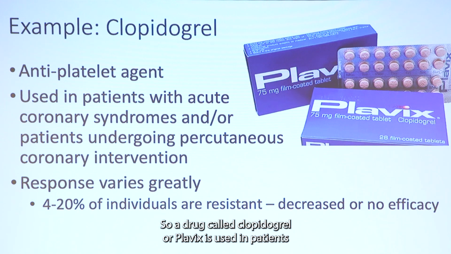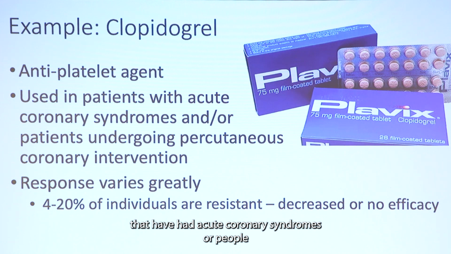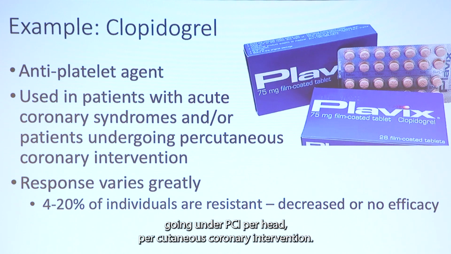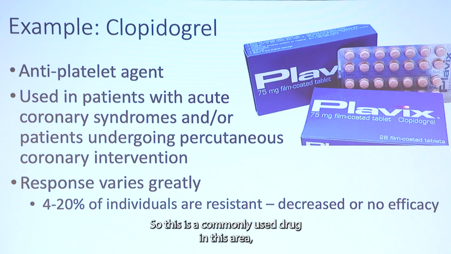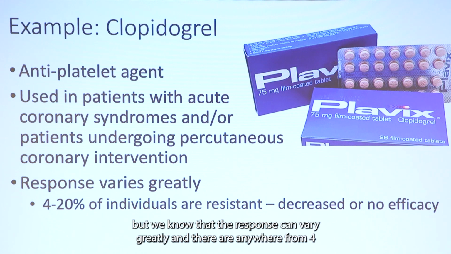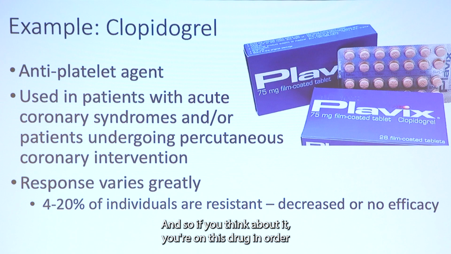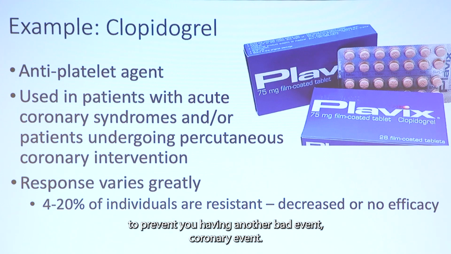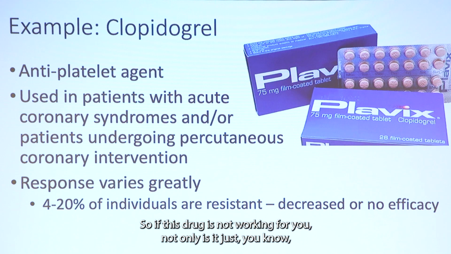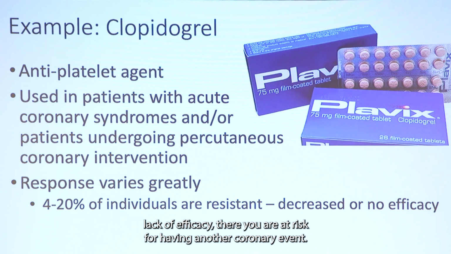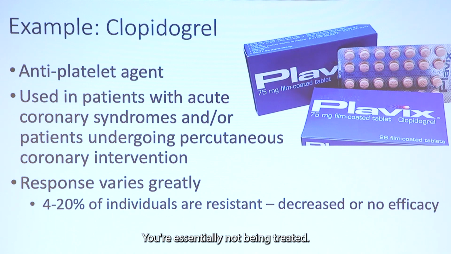So a drug called clopidogrel or Plavix is used in patients that have had acute coronary syndromes or people undergoing PCI, percutaneous coronary intervention. So this is a commonly used drug in this area, but we know that the response can vary greatly, and there are anywhere from 4 to 20% of the people on clopidogrel where it's not working for them. If you think about it, you're on this drug in order to prevent you having another bad coronary event. So if this drug is not working for you, not only is there lack of efficacy, you are at risk for having another coronary event. You're essentially not being treated.